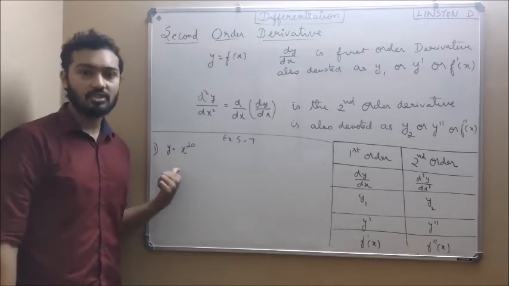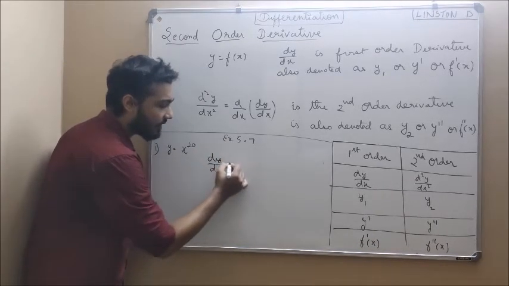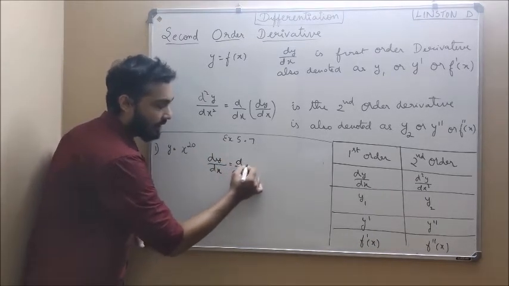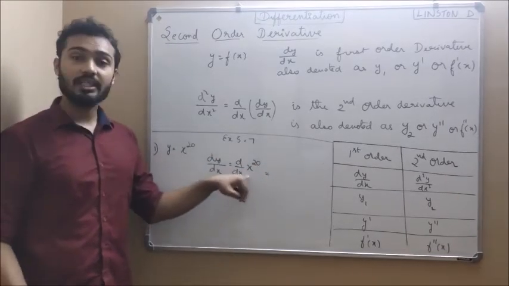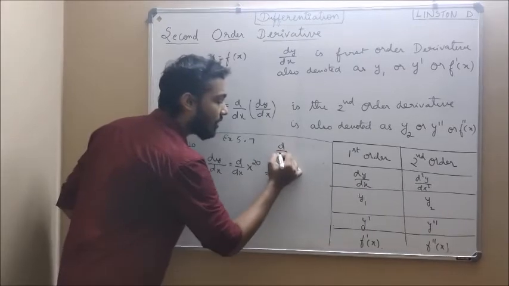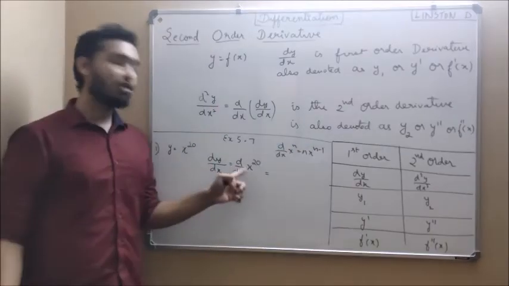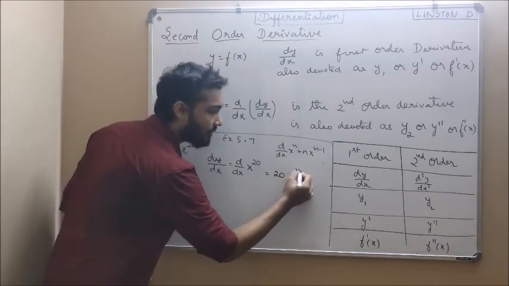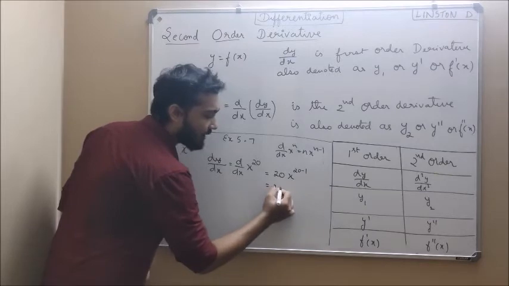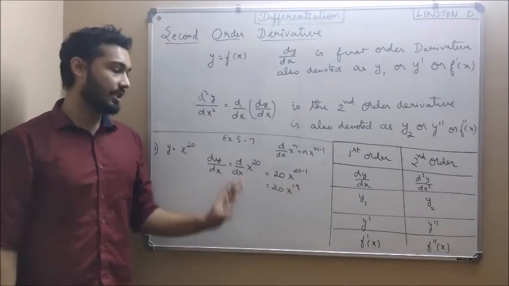First find the first order derivative dy by dx. What is dy by dx? d by dx of x to the power 20. We have the formula for how to differentiate x power n: d by dx of x power n is nothing but n into x to the power n minus 1. So the derivative of x power 20 is 20 into x to the power 20 minus 1. So it is 20 into x to the power 19.